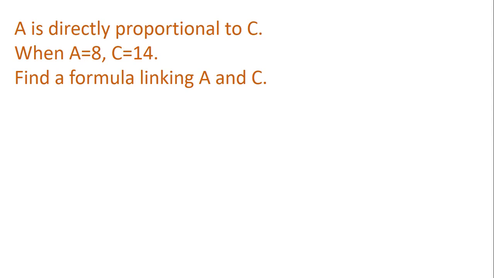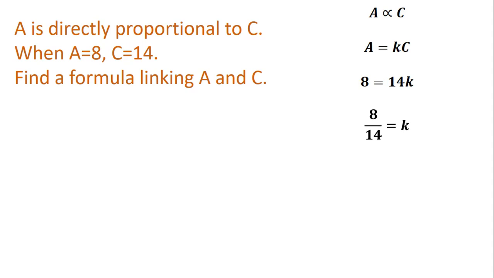So for the orange question, A is directly proportional to C, so the first thing we're going to write down is our proportionality statement using that symbol. That means we can then write that A is equal to some value K times C. Our next step is going to be substituting in the 8 and the 14, and then solving to find out that K is 8/14. We've got a fraction there.